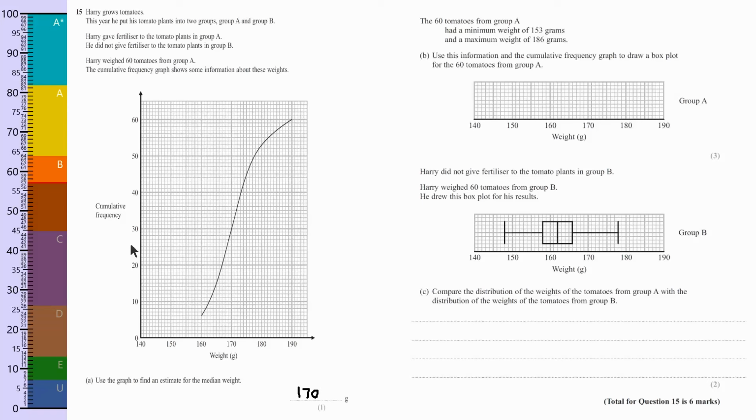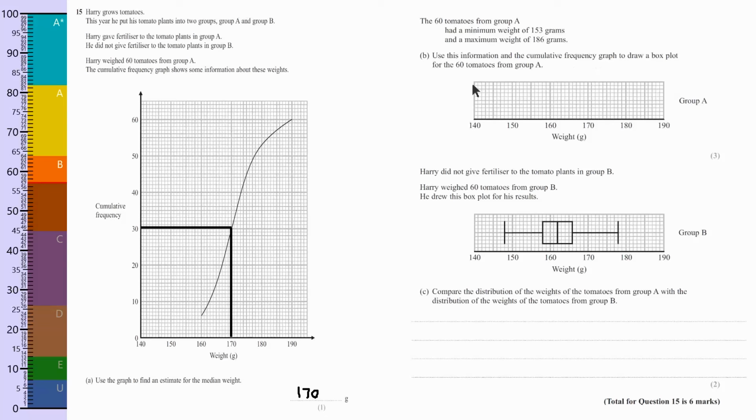Okay, and you've got that, and I can probably draw a better line. Let's see if I can do this better. That's a straight line, across and down. There we are, that's better. So 170. Okay, it says the 60 tomatoes from group A had a minimum weight of that and a maximum weight of that. Use this information and the cumulative frequency graph to draw a box plot.